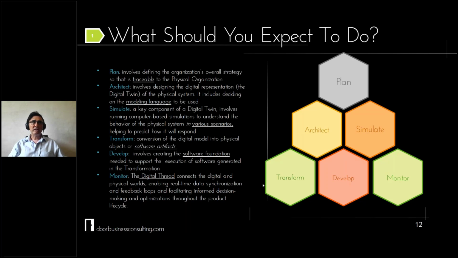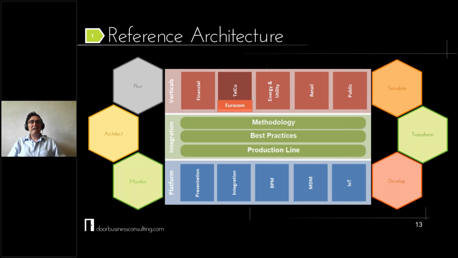And we have roles such as the architect, the engineer that creates simulation, another engineer that creates transformation. And we'll see that all those activities need to be applied in different layers of what I call a reference architecture. Now, as you can see, we have the same boxes of activities. On the very top, we have verticals.